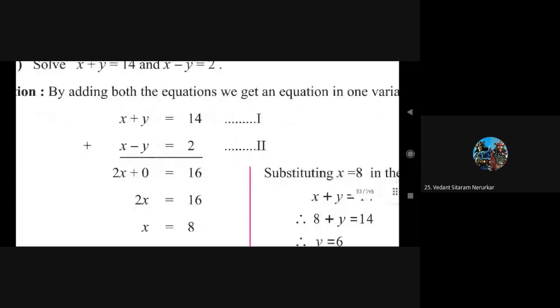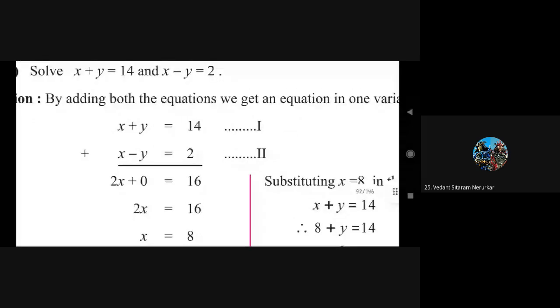We have two simultaneous equations: x plus y is equal to 14 and x minus y is equal to 2. If I add both of these, x plus x becomes 2x, but positive y and minus y will eliminate each other, or cancel out, right? And 14 plus 2 is 16.